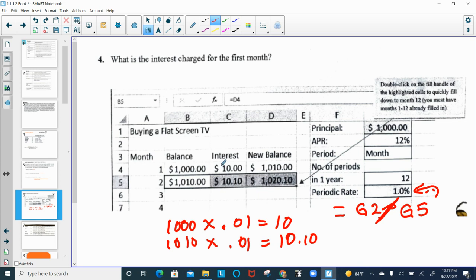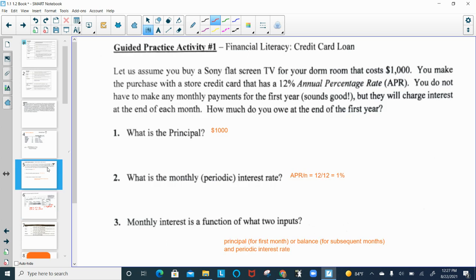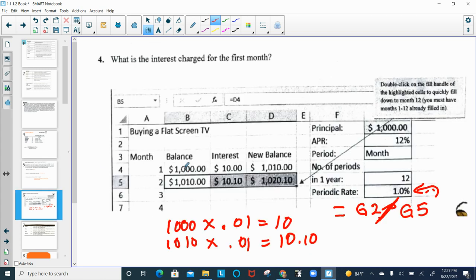So if I wanted to know, back to the original question, let me go back here: how much do you owe at the end of the first year? Then I'm going to need to pull this formula down, or fill it down. See how we grab that fill handle and quickly pull it downward so that we have 12 months. It says here you must have months 1 through 12 already filled in, but you can fill those just as well as I did. We did that in some of our activities.